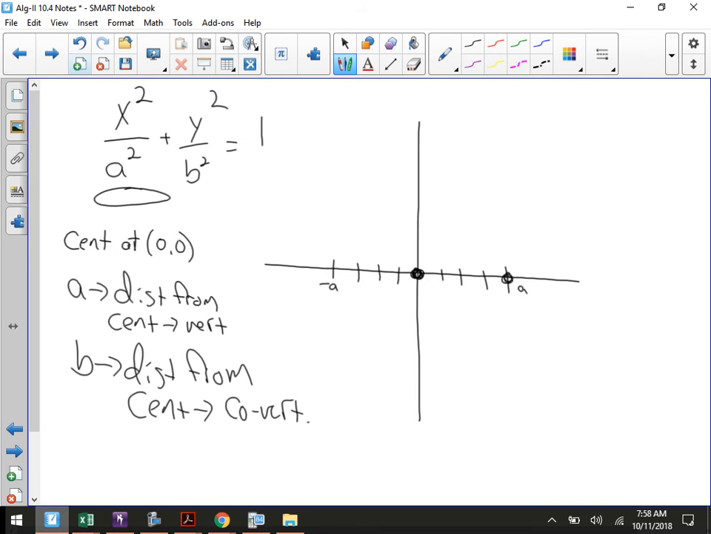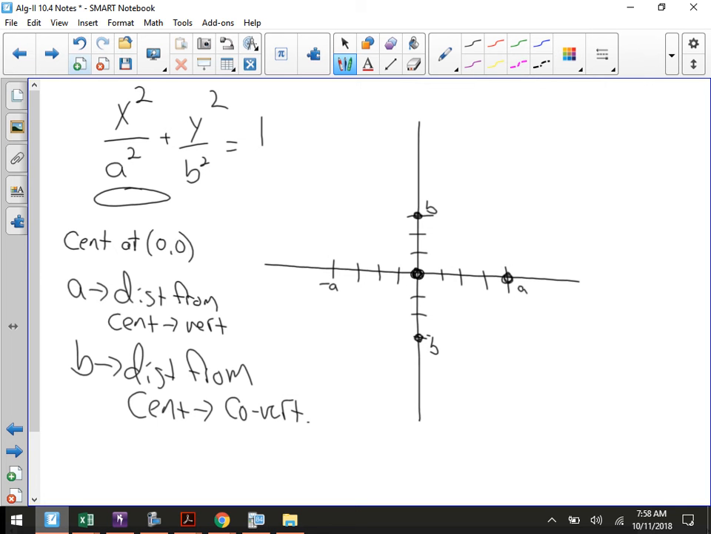Sometimes you'll hear these worded as a major and a minor axis. The major axis means it's being pulled, for this one, left and right. The minor axis is the up and down part. So the distance from the center to the co-vertex should be smaller than it is to the vertex. And then we get that.